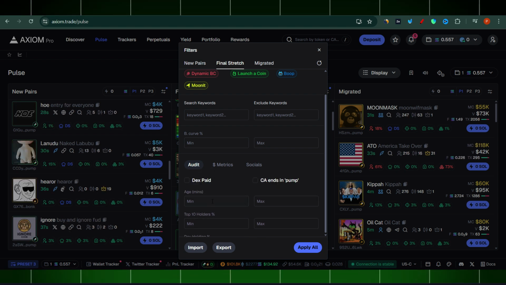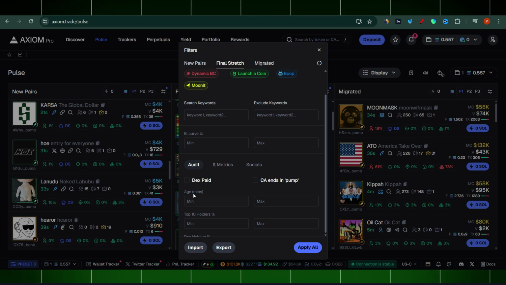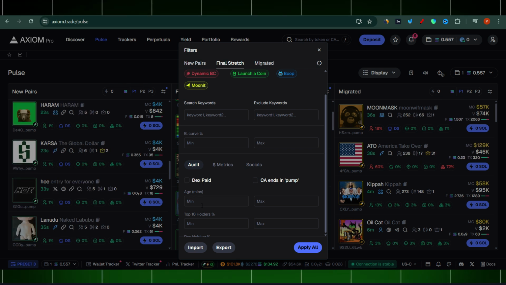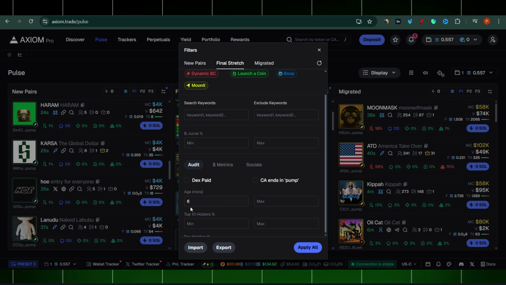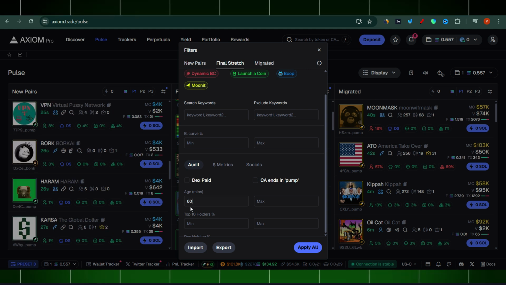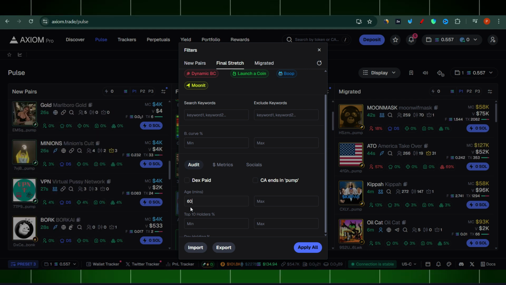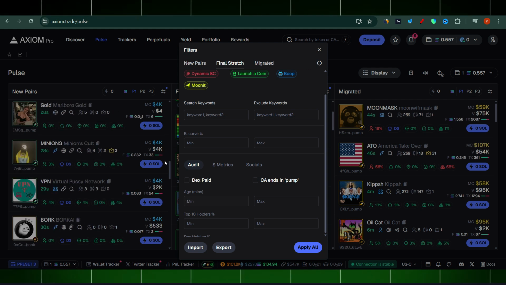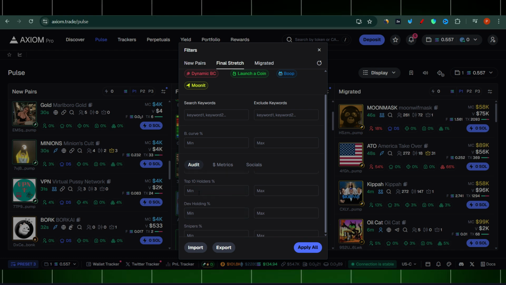So what you can do is the minimum minutes. Okay, so age is going by the minutes, right? So for example, you want the token to have at least 60 minutes, meaning there is at least 1 hour on the market, right? So that's also what you can go search for.